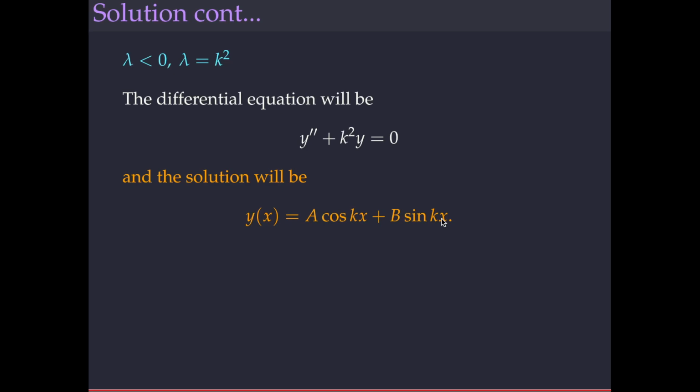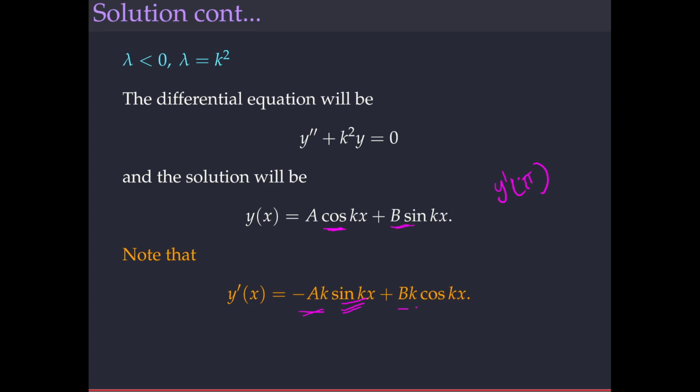Now we apply the boundary conditions to find a and b. Let's see what y prime of x is, because we need y prime of pi. y prime of x equals minus a k sine kx, because the derivative of cosine is minus sine, plus bk cosine kx.